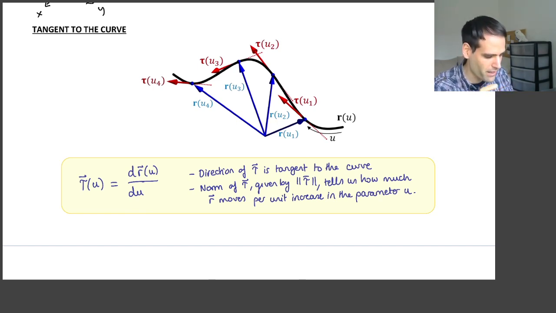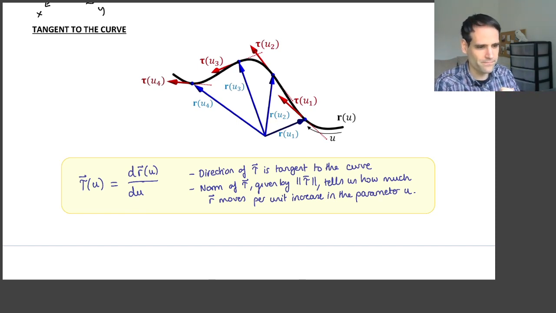But remember that the parameter can be anything. It doesn't have to be time. It can be just some mathematical variable u that doesn't have any physical significance. It's just a parameter that we use to be able to parameterize this curve.